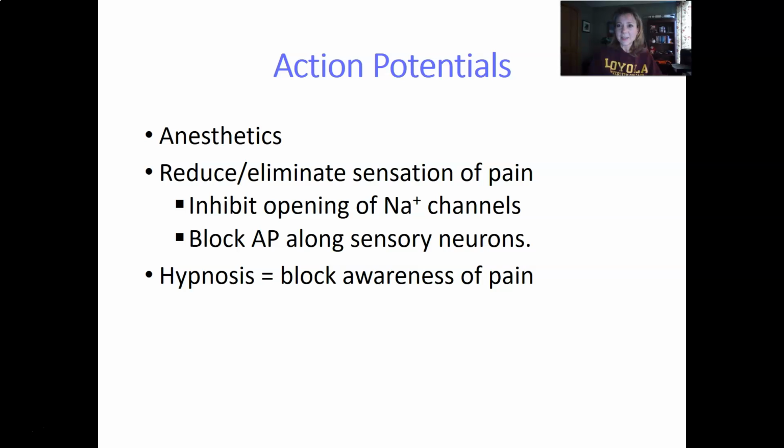For some anesthetics, like ones used in dentistry, like Novocaine, you still want to be able to move your mouth and swallow. So you don't want to block the motor neurons, you just want to block the sensation of pain. These are focused on the sensory neurons. And just like with hypnosis, the idea there is to block your awareness of pain. Obviously with hypnosis, there are no drugs involved, but you're just trying to change the way your brain is working in order to block that awareness of pain.